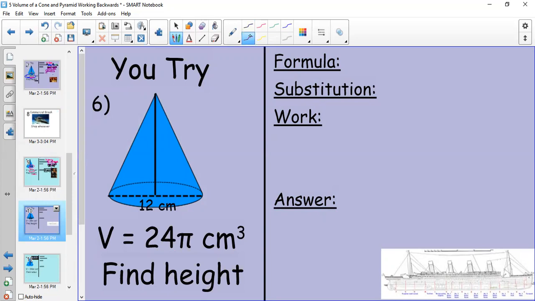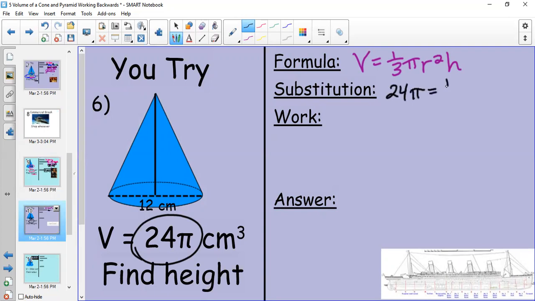All right, let's see how you did. We are not given big B, so you use 1/3 pi r squared h. Substitute in what you know. So we know the volume is 24 pi. We know the 1/3. We know the pi.